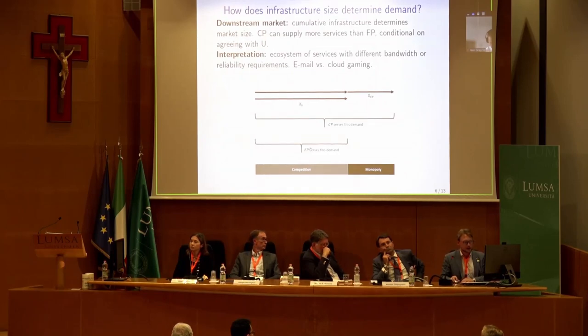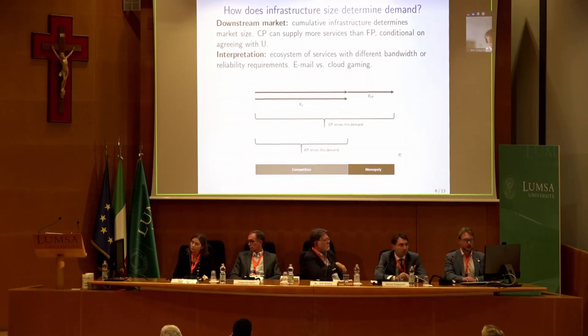The fringe player only rents access from you, so that is X_U, that is this arrow. So FP can serve this measure of demand, while the content platform, the vertically integrated player, puts its own infrastructure on top, so it can serve this larger part of demand. Over the range over which they overlap, there is competition. Over the range where CP stands alone, it has monopoly pricing power.